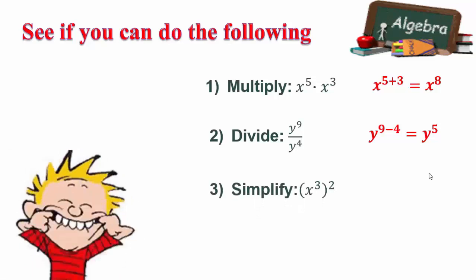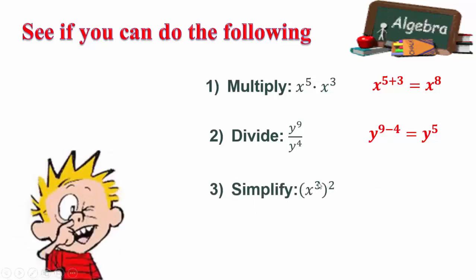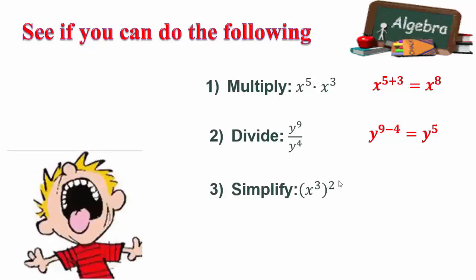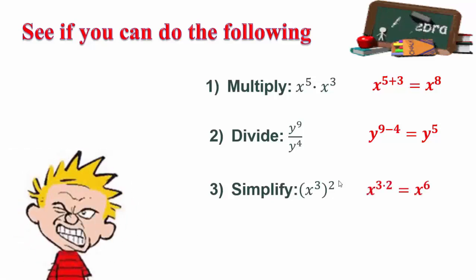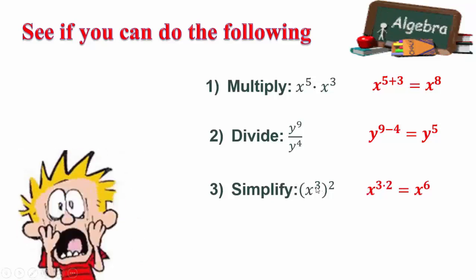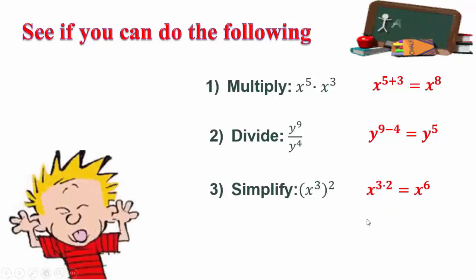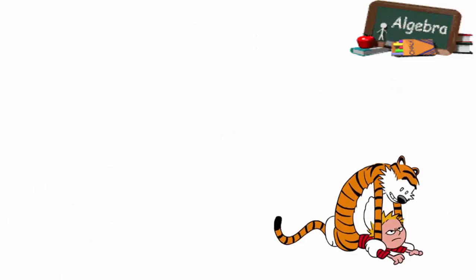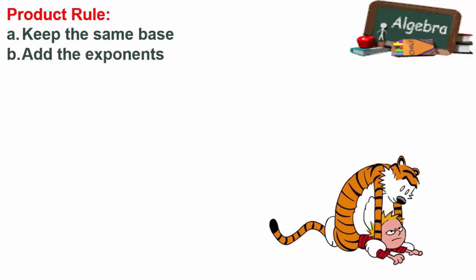And then finally, here we have an exponent, or power, to a power. If you haven't learned it before, don't worry about it. We're going to learn it. And if you have, just see if you remember how to do it. When we have a power to a power, we multiply, so it's 3 times 2, and that will give you x to the sixth.